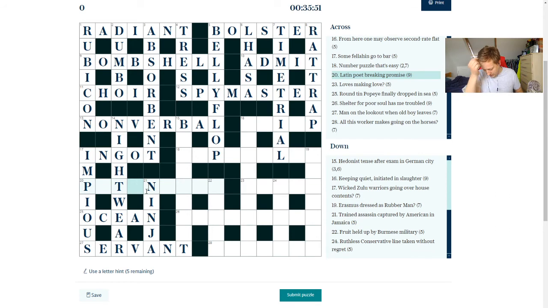Got to be an anagram. I'm assuming it's an anagram of Latin poet, and I'm again failing. Too many vowels. Okay, so it's an anagram of Latin poet. Someone give me the next letter or a letter or two.